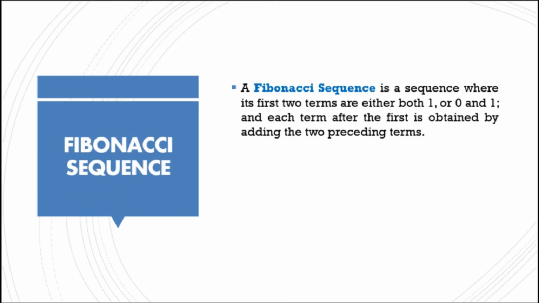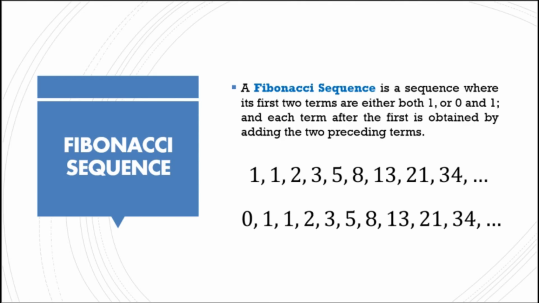The last type of sequence is called the Fibonacci sequence. It is named after Leonardo Fibonacci, also known as Leonardo of Pisa. A Fibonacci sequence is a sequence where its first two terms are either both 1 or 0 and 1, and each term after the first is obtained by adding the two preceding terms. For example, if it is both 1, our sequence will be like this: 1, 1, then 1 plus 1 which is 2, then 1 plus 2 which is 3, then 2 plus 3 is 5, and so on and so forth.